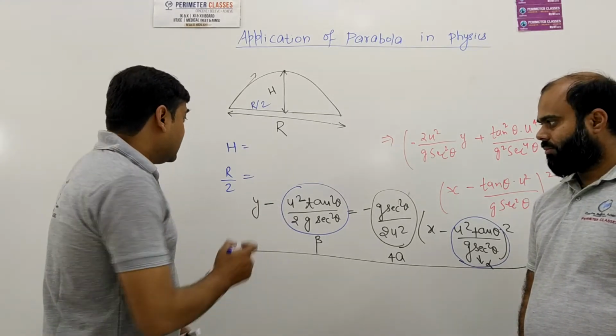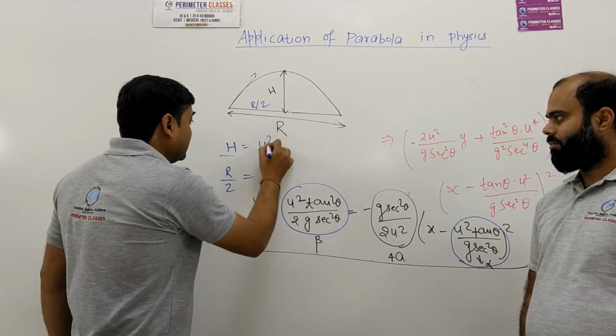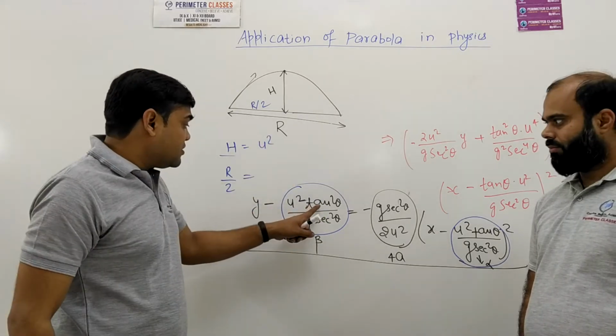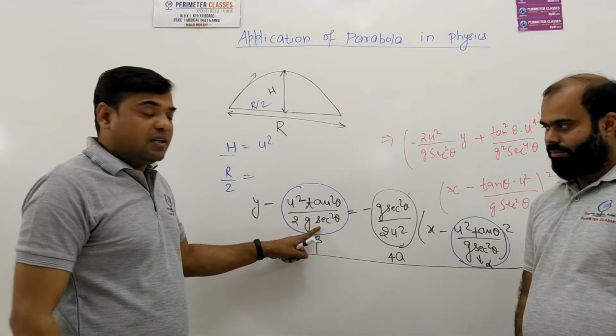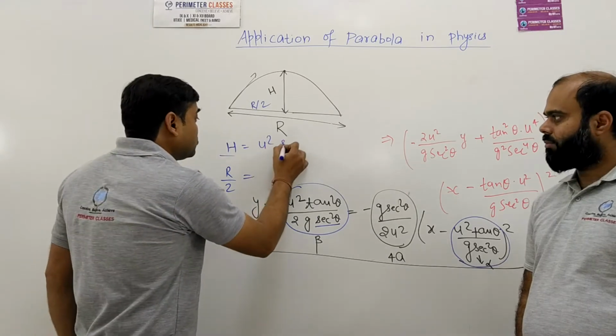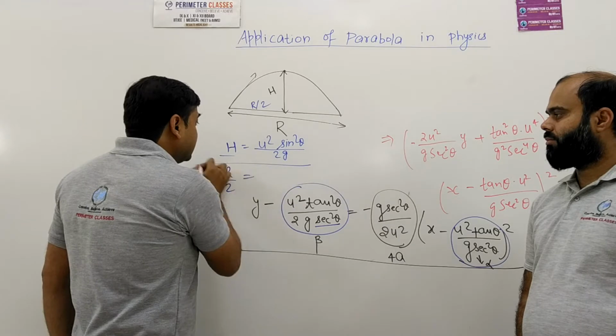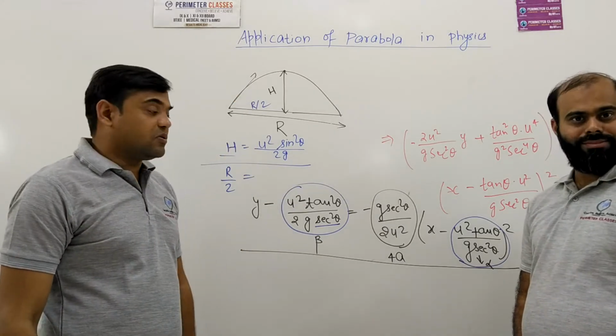So from here I can write this R by 2 or here H as u square. This I can write as sine square theta upon cos square theta. Cos square theta into sec square theta is 1. So it is simply u square sine square theta upon 2g, and this is the formula of maximum height also.